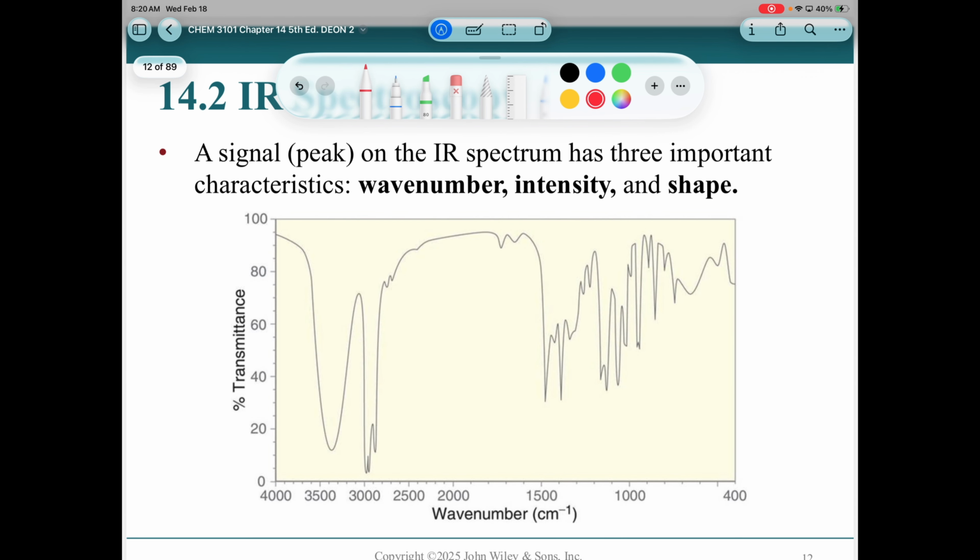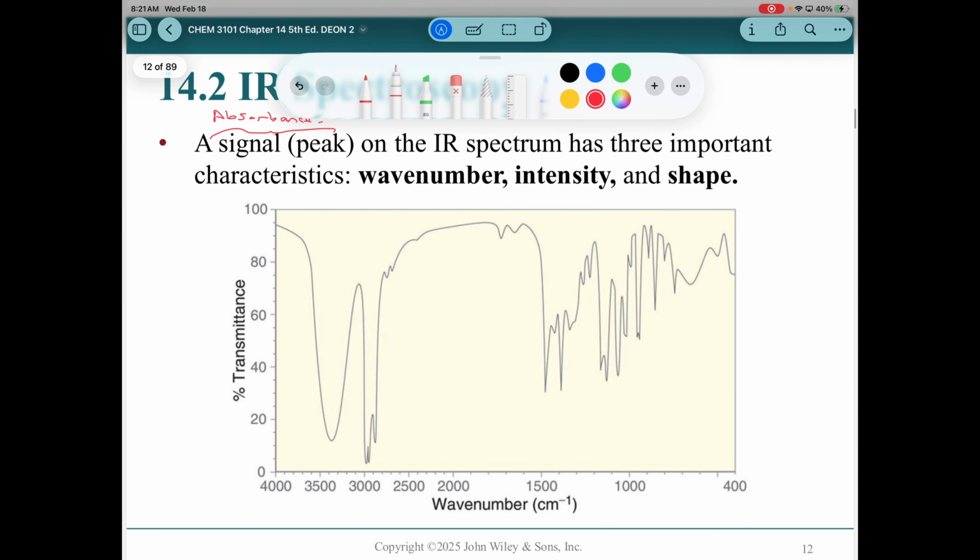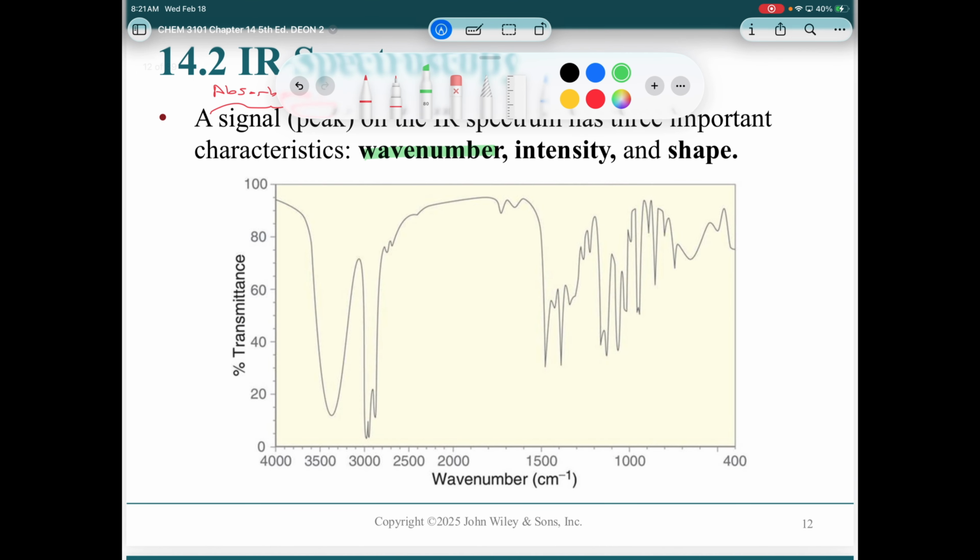Now, a signal, or an absorbance, as I called it on the previous slide, on the IR spectrum, or a signal or a peak, okay, has three important characteristics. So one is going to be the wave number, and the wave number is just where it comes out on the x-axis. So for this one here, if you draw a line here, you see this is 3,000, 3,100, 3,200, 3,300, 3,400. So you say this is at about 3,400 reciprocal centimeters. Okay, so that's a wave number.